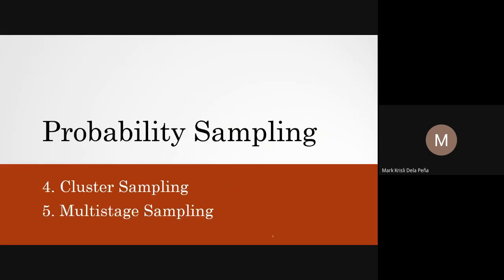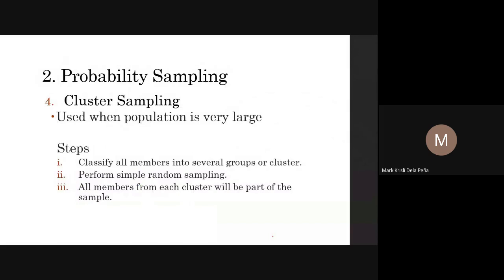The last two sampling techniques are cluster and multi-stage sampling. These two can be performed with a combination of the other sampling techniques. So we can have a combination of stratified and systematic and so on. Cluster sampling and multi-stage sampling are used when the population is very large. So we have to classify all members into several groups, which we call clusters. Then perform simple random sampling, and all members from each selected cluster will be part of the sample.